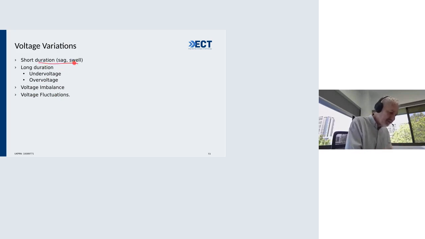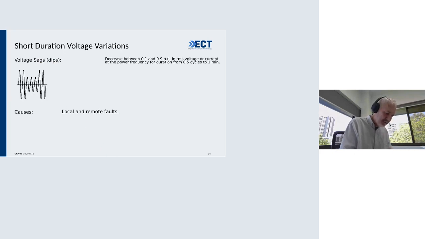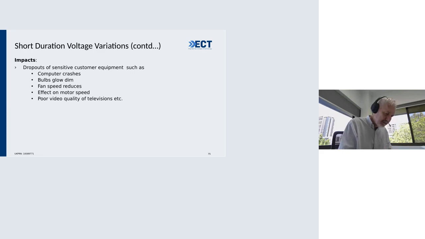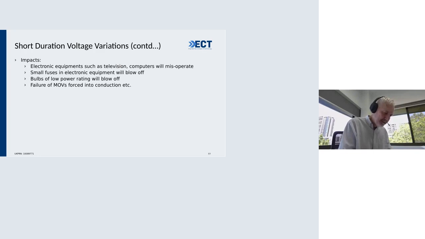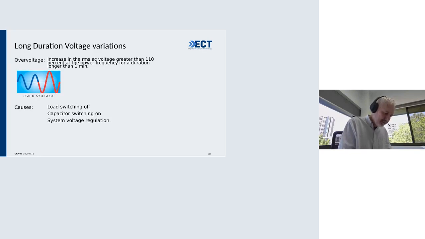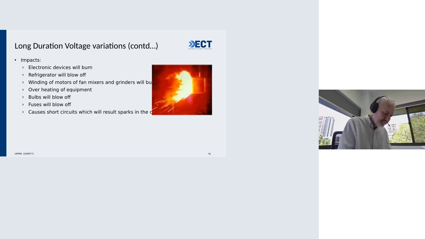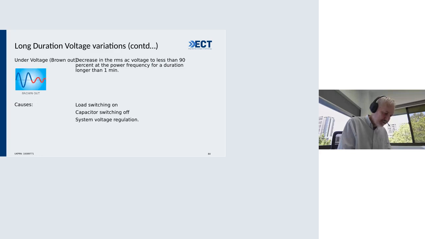So voltage variations: sag, swell, long duration, under voltage, over voltage, important. Voltage sags, like this. Short duration voltage variations. Short duration voltage variations are due to single line to ground faults, equipment over voltages. I won't worry about that too much. Long duration voltage variations.